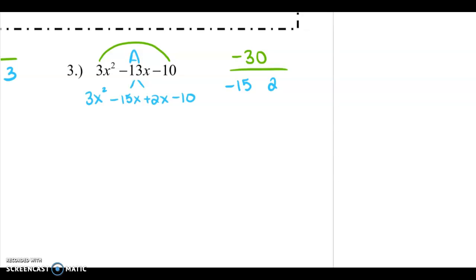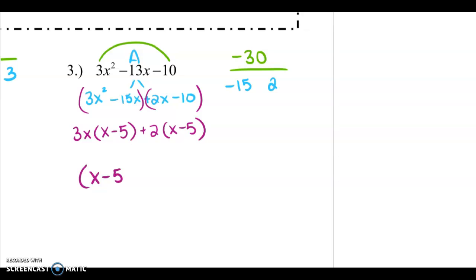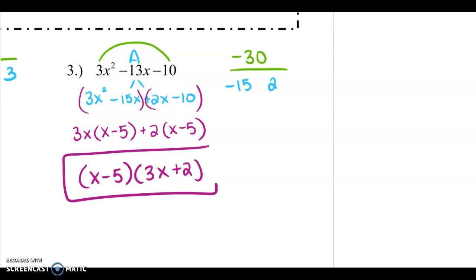Then I'm going to factor by grouping. So I'm going to group the first two, group the second two, pull out a GCF of a 3x, leaves me with x minus 5. Pull out a GCF of a positive 2, leaves me with x minus 5. So x minus 5, 3x plus 2 is my answer. Okay.